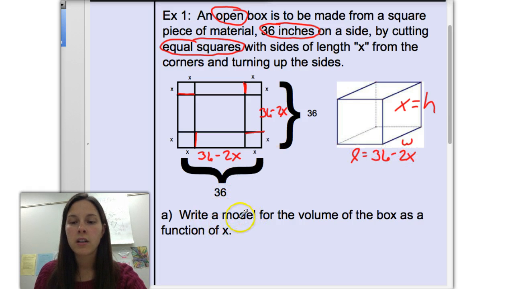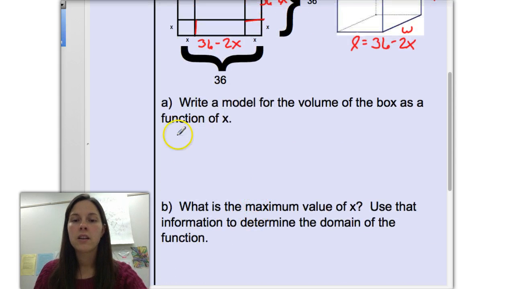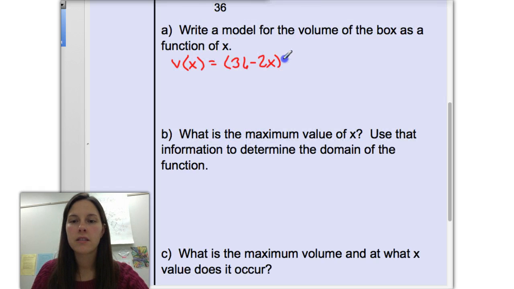So here, writing a model for the volume of the box as a function of x, I'm going to write V of x equals length times width times height. I'm going to leave it like this for now. Part B, what is the maximum value of x? Use that information to determine the domain.